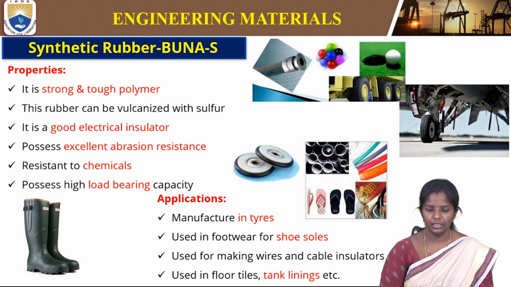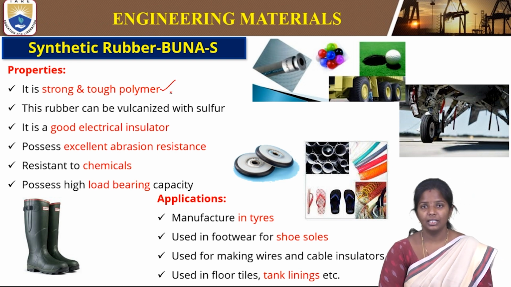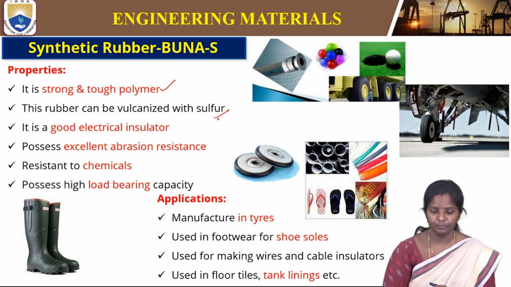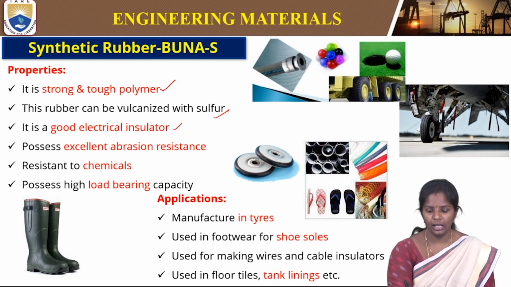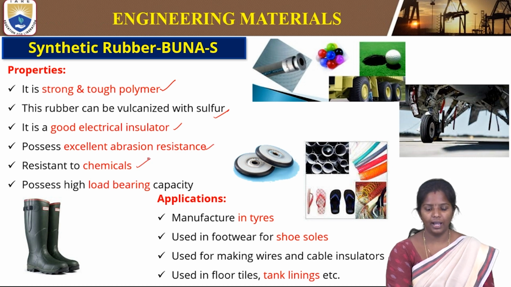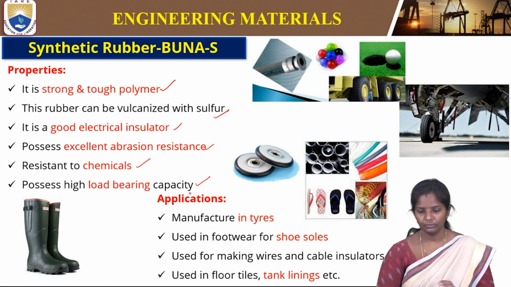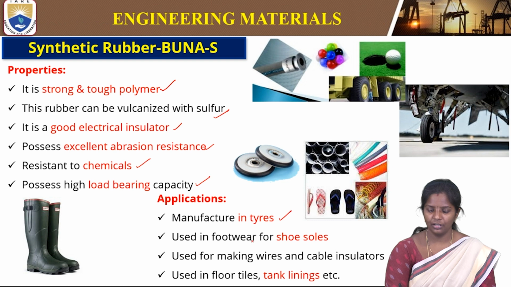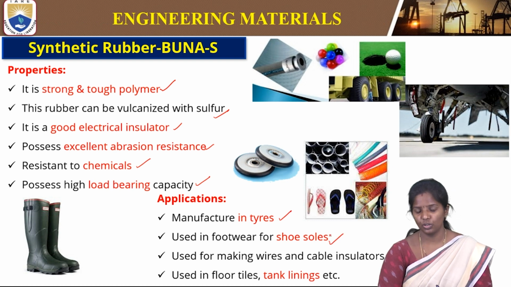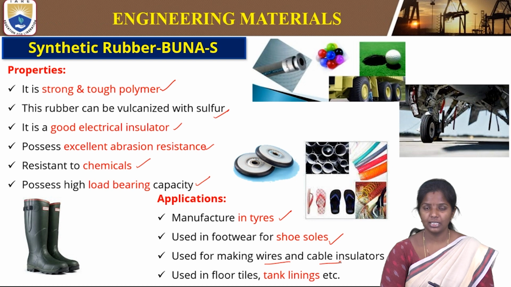So what are the properties? It is a strong and tough polymer, and this rubber can be vulcanized with sulfur and is a good electric insulator. It possesses good abrasion resistance, is resistant to chemicals, and has high load bearing capacity. So these can be used in different applications in automobiles and industries because of these good properties. They are used in tires, footwear like shoes or soles, making wires and cable insulators, floor tiles and tank linings. So these are the good applications.